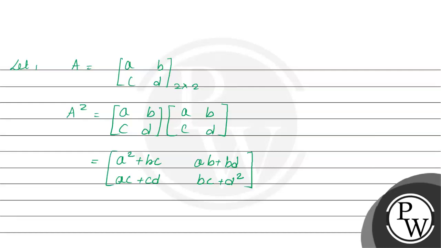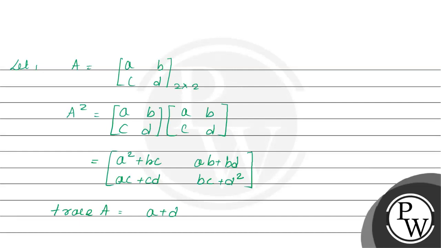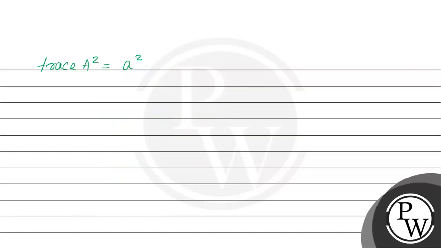Okay, let us solve for trace of A. Here a plus d is the trace of A. Then trace of A square will be a square plus bc plus d square plus bc, so that will be equal to a square plus 2bc plus d square.